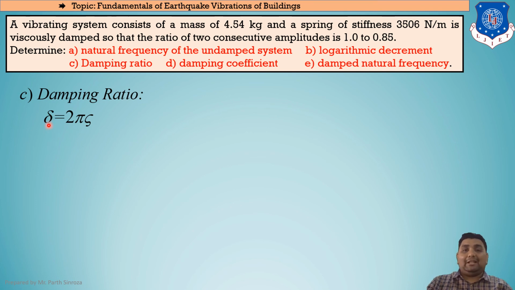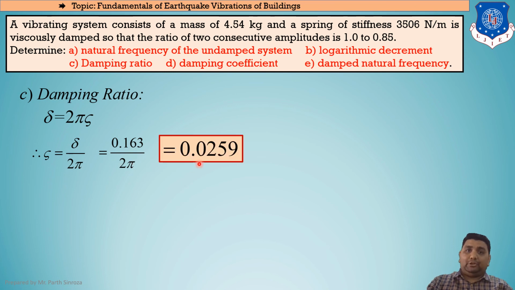So delta, the logarithmic decrement, was equal to 2 pi zeta. We have already calculated delta, the logarithmic decrement. So from this equation we will be finding the value of zeta. Making zeta the subject, the equation comes out to be delta upon 2 pi. So delta was 0.163 upon 2 pi, which comes out to be 0.0259. So the damping ratio here is 0.0259.